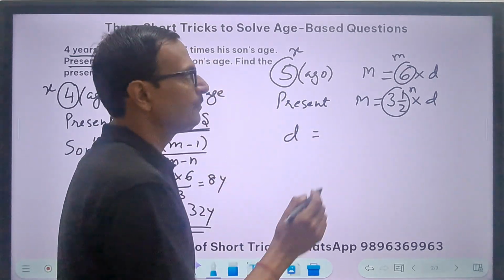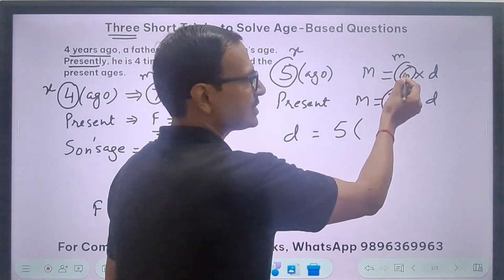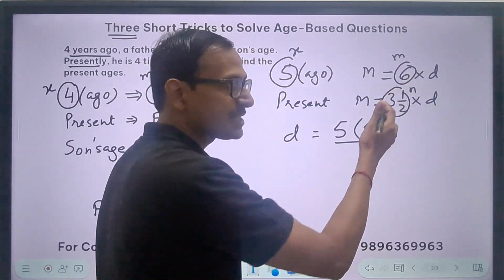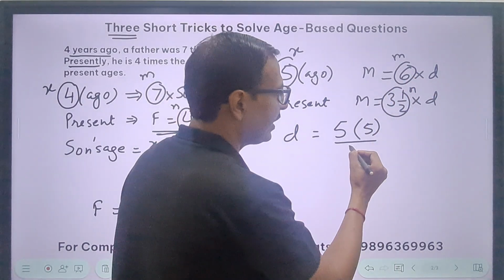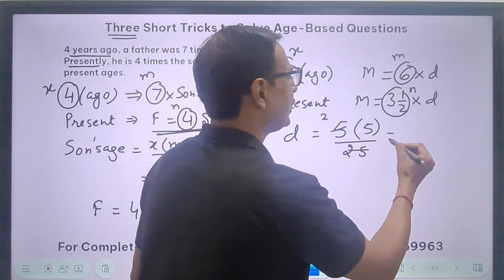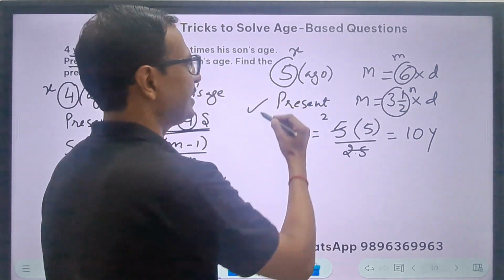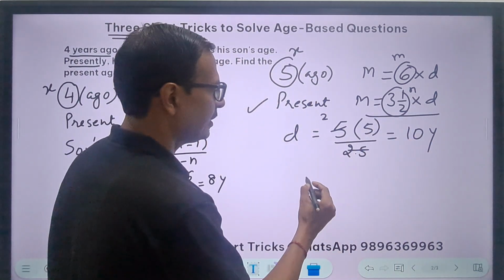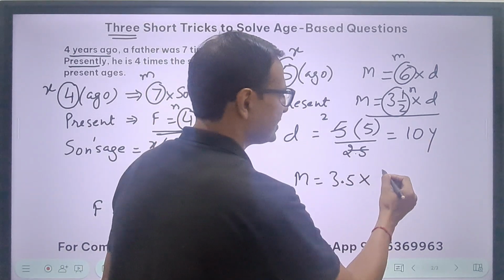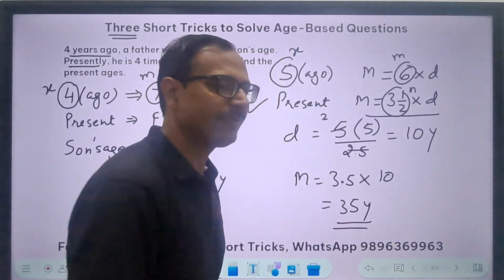So d will be x times, that is 5 times, m minus 1, so 6 minus 1, again 5, and divide by the difference. 6 minus 3.5 is 2.5. So 2.5 cancels 5 2 times, so you get the daughter's age as 10 years. And to find the present age of mother, we can just put it here. Mother is 3.5 times the daughter's age, that is 10 years. So mother is 35 years of age.